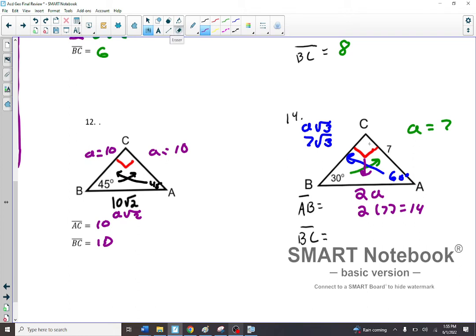So this one, would you agree A is 7? Let's just do that first. Why? Because across the 30 is A. Perfect. Now, across the hypotenuse is 2A. Would you agree with that? Is it not the hypotenuse, 2A? This bottom side is definitely the hypotenuse. Now, what did we just say A was again? 7. So what's 2 times 7?